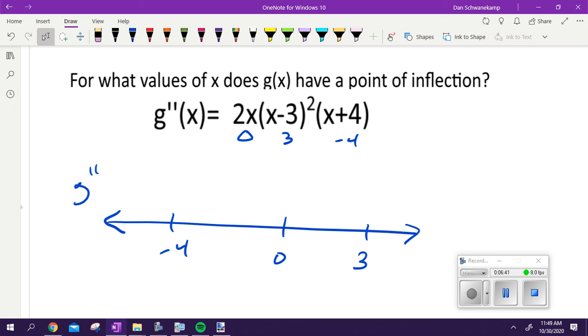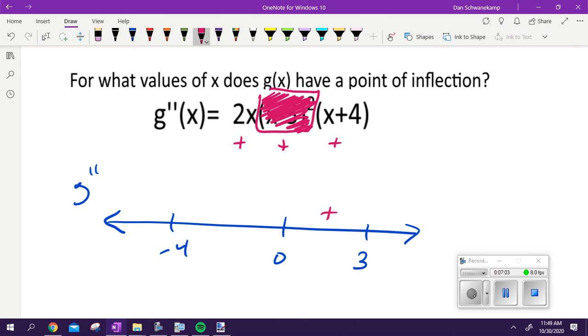How did I know before I did anything else that 3 is not going to end up being a point of inflection? It's not going to change signs. It's squared. Okay, pick a number, and you could still do it. If I plugged in 1, this would be positive because I'm squaring it. This is always going to be positive because it's squared. And then if I plugged in 1 there, it'd be positive, so this is positive.